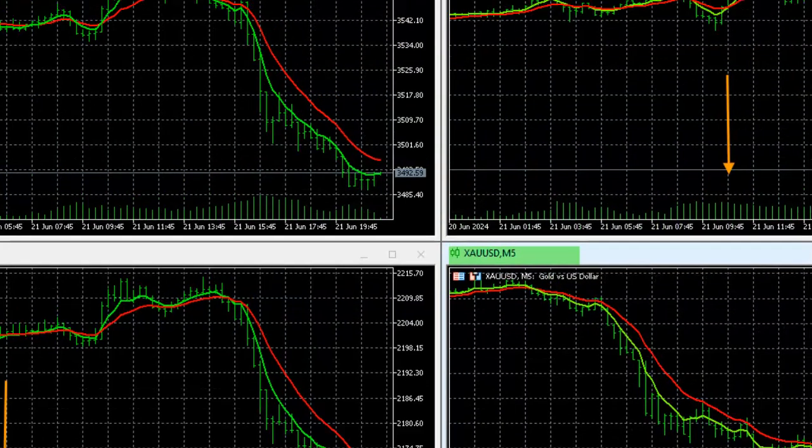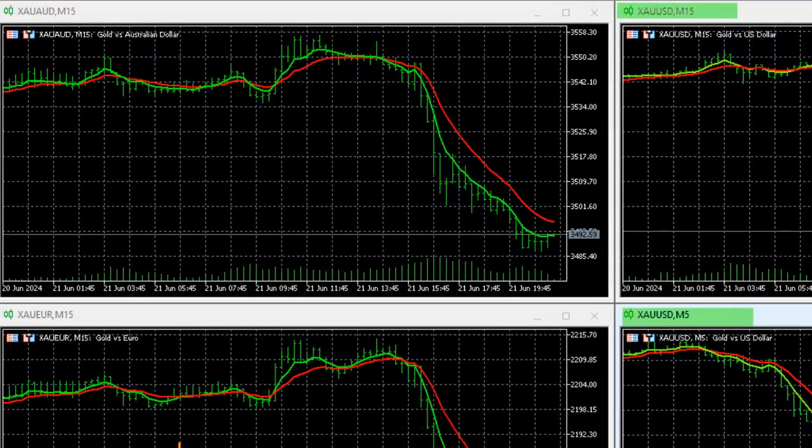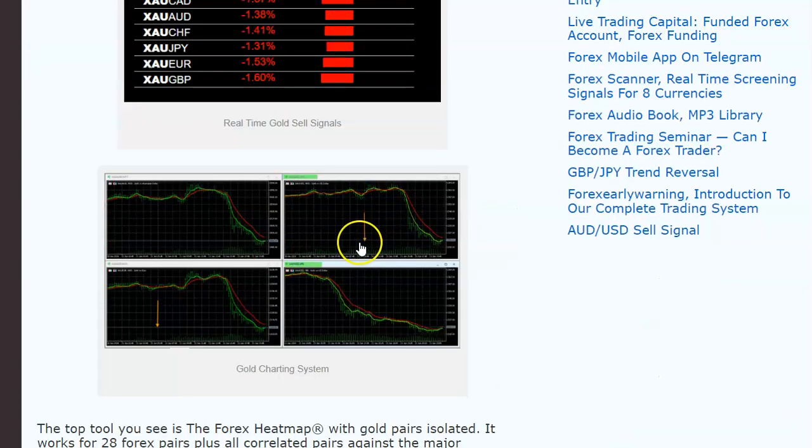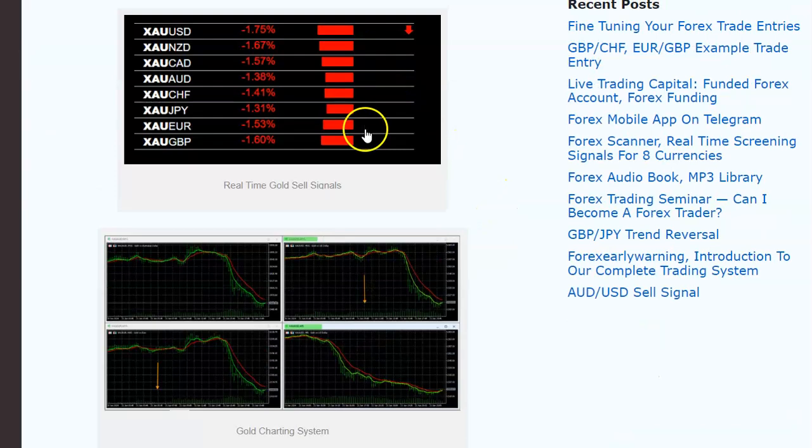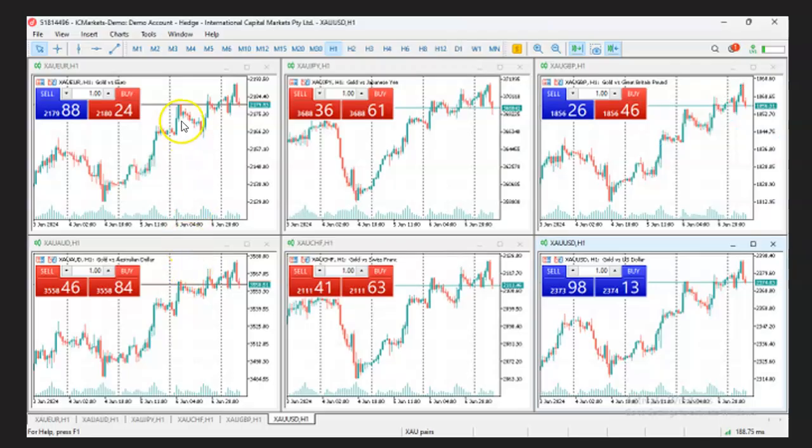You can set it up against the Japanese yen. Here's gold against the Australian dollar. So what you're doing is setting up your charts to look like the live indicator. Now here's another chart setup. This chart setup is fantastic. Look, it's gold against the euro, gold against the US dollar and the Swiss franc and the yen and the pound. You set it up on the smaller time frames like the M5 and the M15, and it will track the Forex heat map for gold.